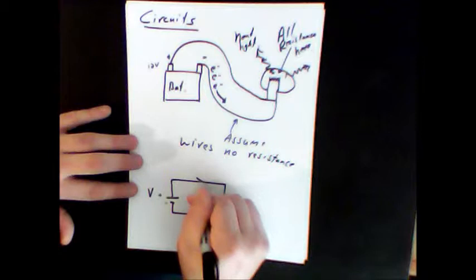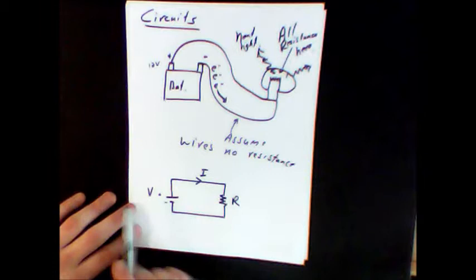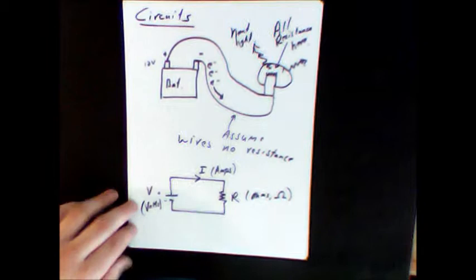Right? I is the amount of charge which is passing through this thing every second, or the number of coulombs that pass a given point every second. Remember that voltage is measured in units of volts, I is measured in units of amps, and R is measured in units of ohms. So this is measured in units of volts, this is measured in units of amps, and this is measured in units of ohms. Remember, ohms have that funky omega symbol. Okay? You guys all right with that?